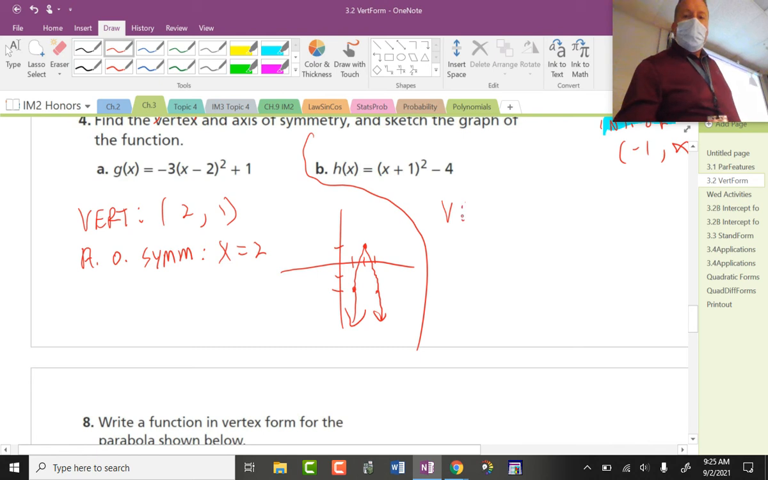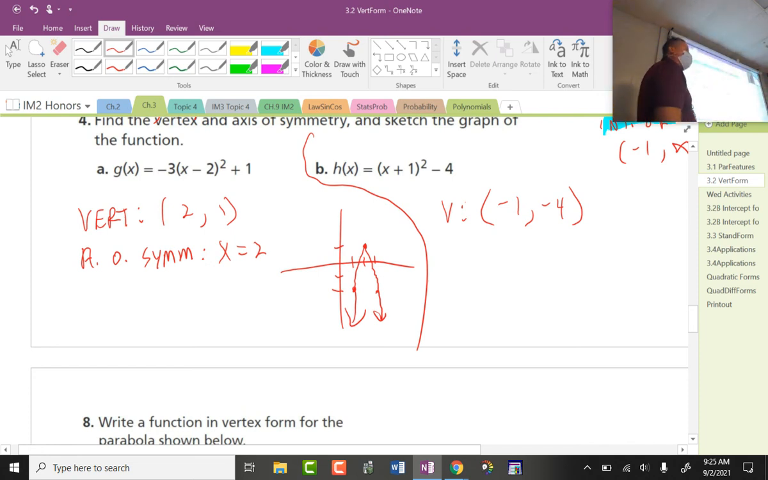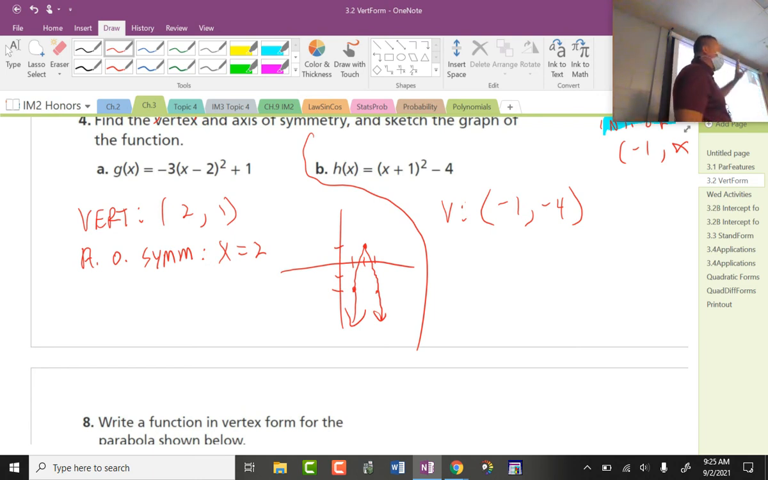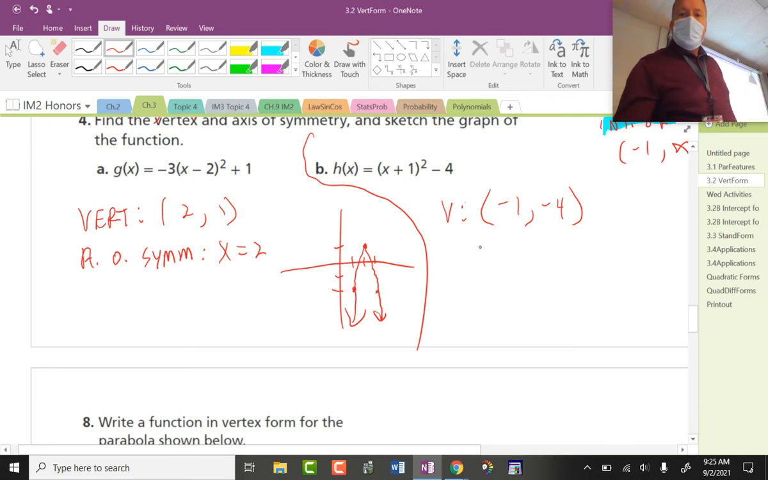Vertex. I don't think we need multiple examples of this. It's opposite, same. You can prove this by input output real quick if you're still cloudy on the idea. Plug in -1, I get -4. So yes, -1, -4 is the vertex. And then the axis of symmetry. In this case, I'm just going to do AOS. Yep, seeing our time. X equals -1.